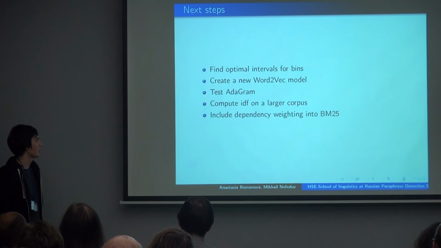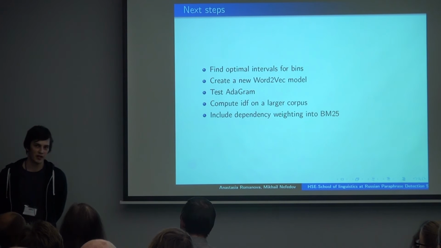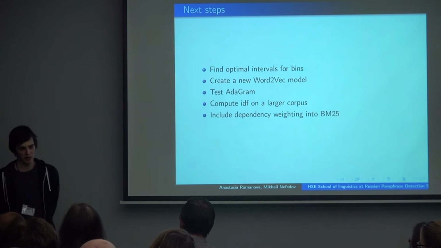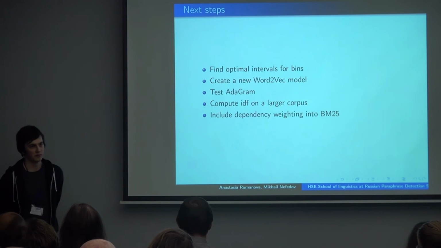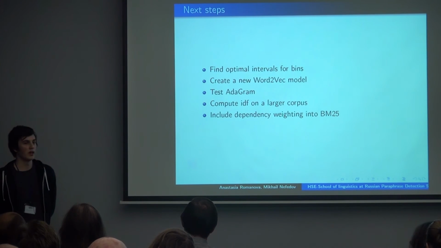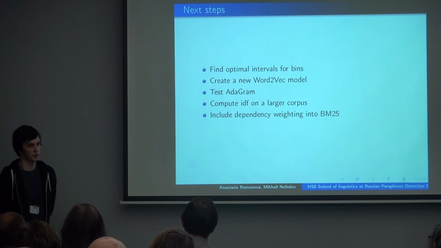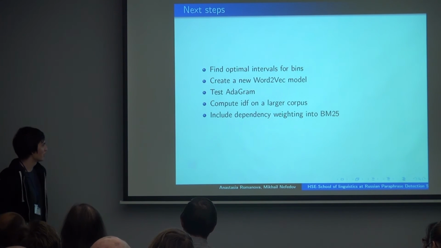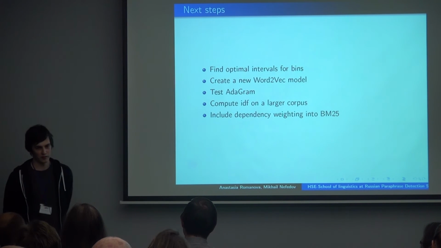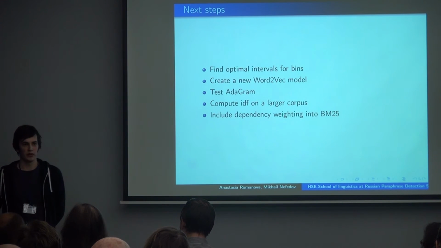For example, what can we do better? When I talked about the bins, I didn't mention how we computed the intervals for the bins. Well, they were just chosen manually, and so they are not optimal for sure. And if we find a way to compute optimal intervals, we will get better results. Also, we can use another word2vec model because the corpus is already old and may not reflect the current state of the news language. Also, we can use other techniques, for example, AdaGram, which is yet another algorithm for constructing word embeddings, but it actually constructs an embedding for every meaning of the word.